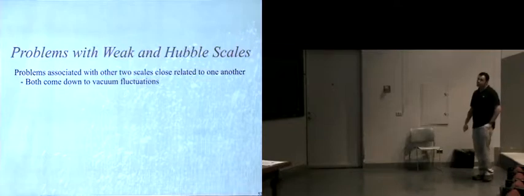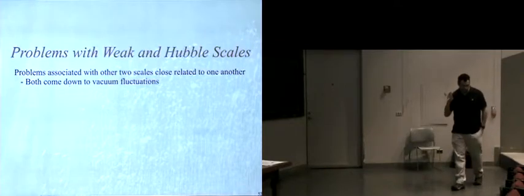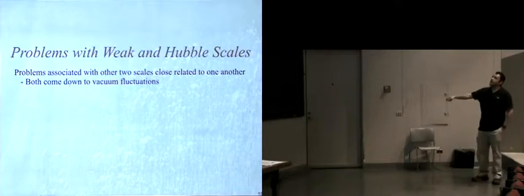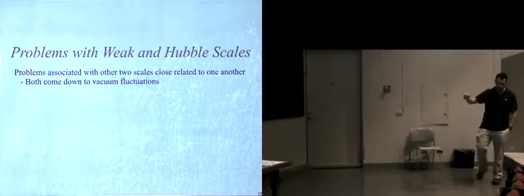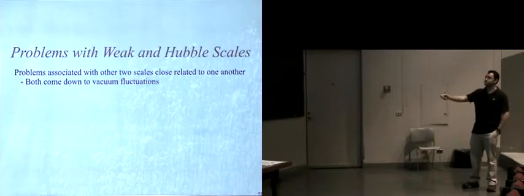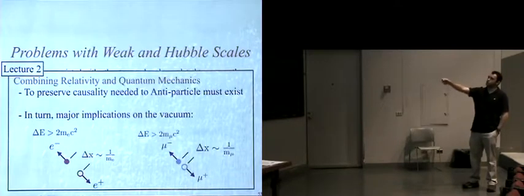Now I'll talk about the problems associated with the other fundamental scales, the weak scale and the Hubble scale. So the problems are actually closely related. They're really like cousins of each other, and they all come down to this issue of vacuum fluctuations. Okay, so this is again something that was really just forced on us by combining quantum mechanics and relativity. And this is just a reminder from slide 2 of what this is about.